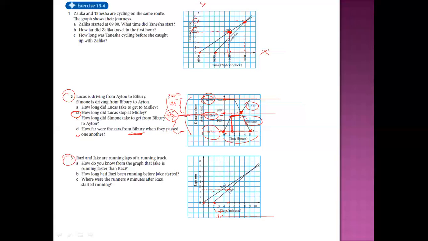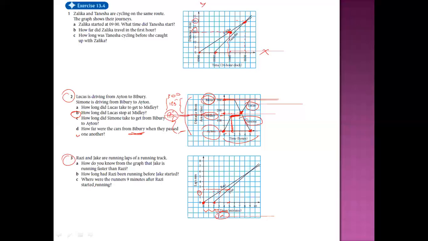Okay, at the same time, in 3 minutes, what is Razi's distance from 0 to 3? In 3 minutes, Razi's laps are only 2. That's why Jake is faster than Razi. In the same time, Jake runs 2.5 laps and Razi only 2 laps.